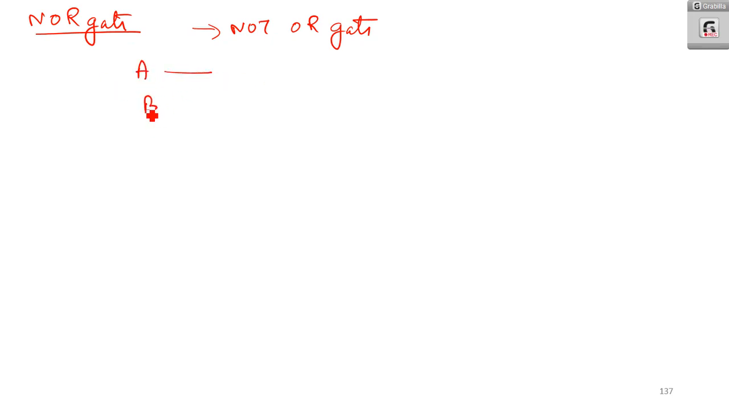So coming to the NOR gate, it is also known as the NOT OR gate. If you are having the representation of a NOR gate, you can represent it like this: A, B, this is the representation of a NOR gate. So what is X? What is OR? It is A or B. What is NOT OR? It is A or B, the whole complement.